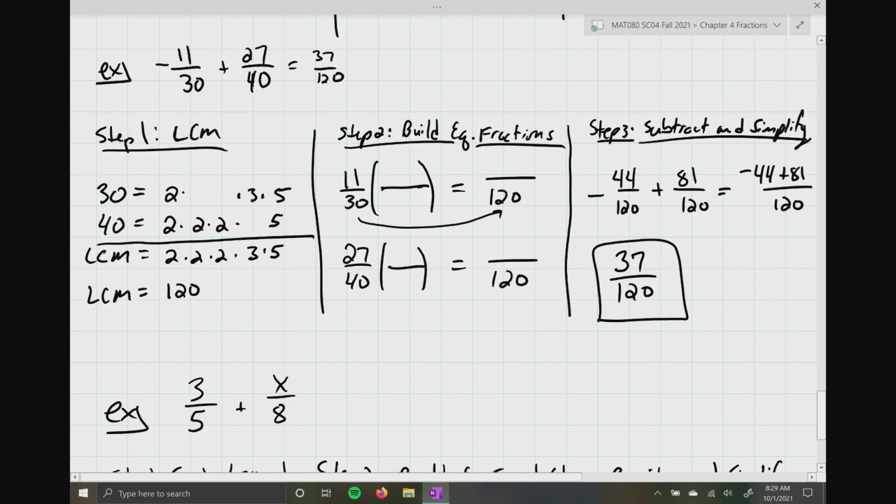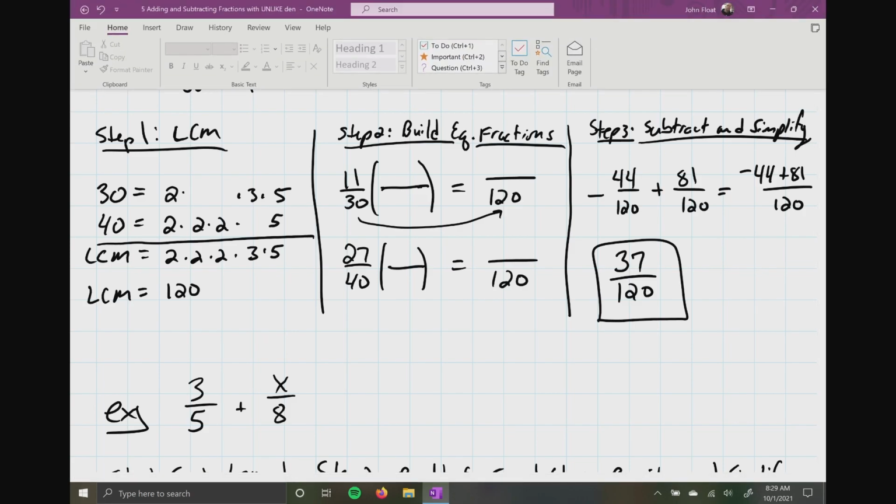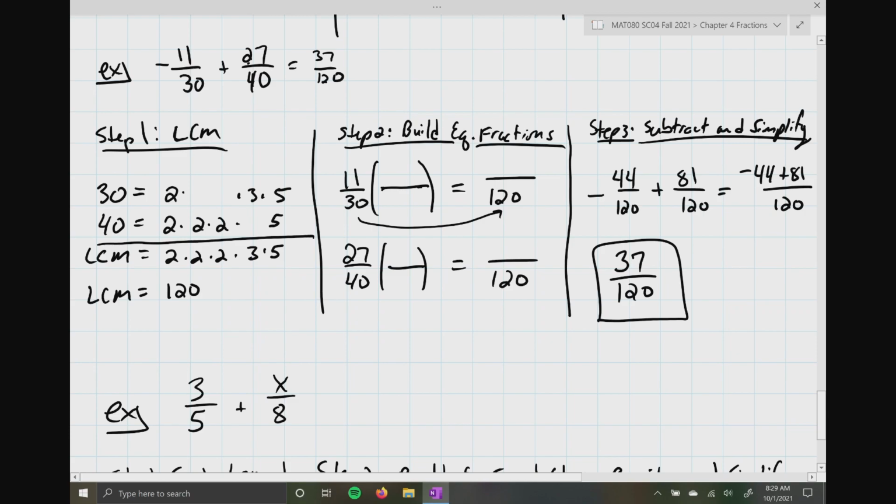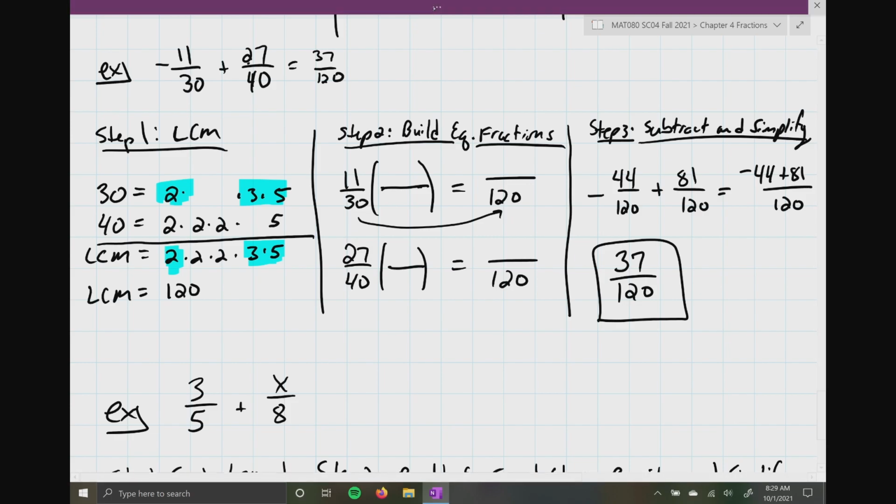What I do over here on the left-hand side, and the reason why I'm highlighting this right here, is the prime factorization for 30. So in your LCM, you already have the number 30 in there. Does that make sense? The question becomes, out of your LCM, what's left over? Because if you think about it, 2 times 3 times 5, which is highlighted in blue, is 30.